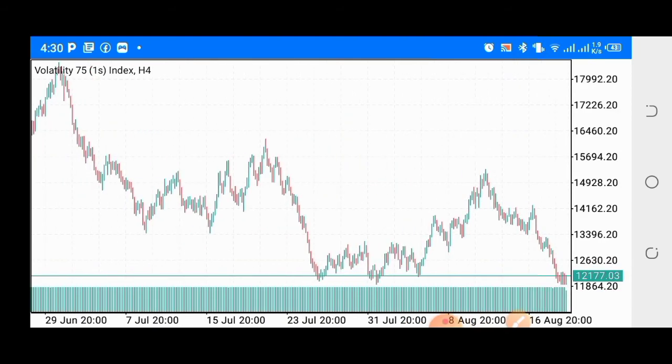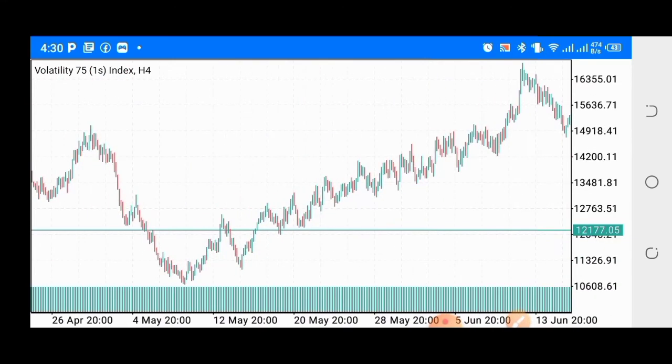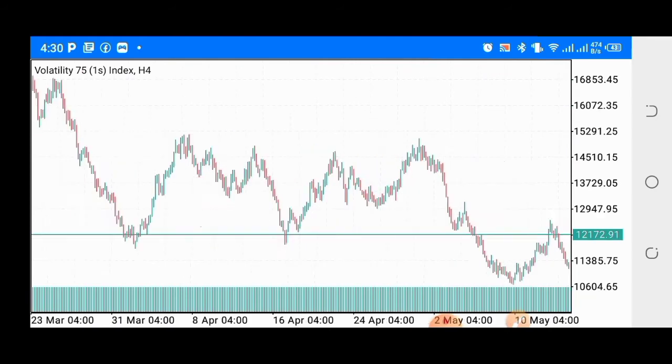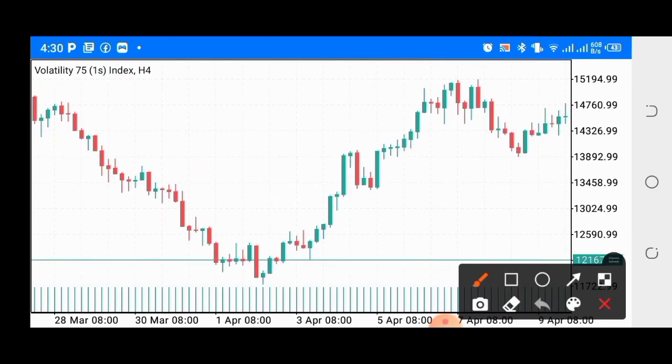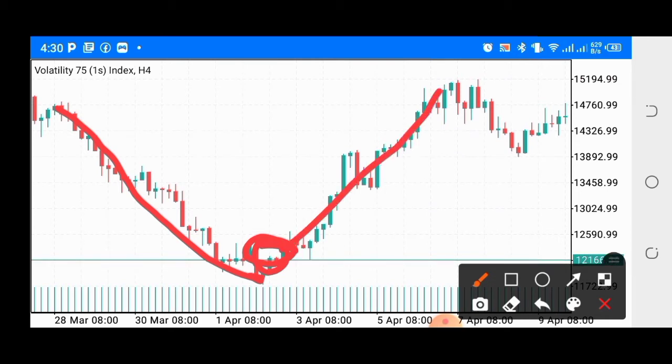Now for instance, if this market is coming from this way, this market has been coming all along this way, and at this point it creates a swing low before moving up. Then when it gets to this point, it also creates a swing high here, then it moves down to this place. This point is known as a support and this point is known as a resistance.